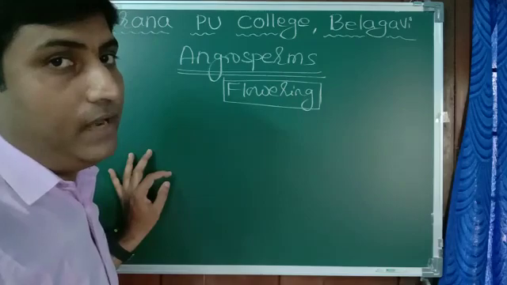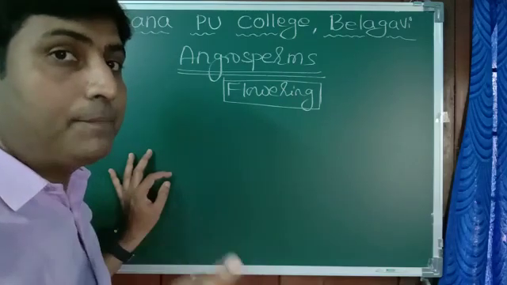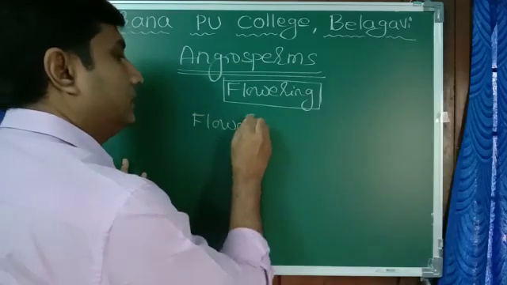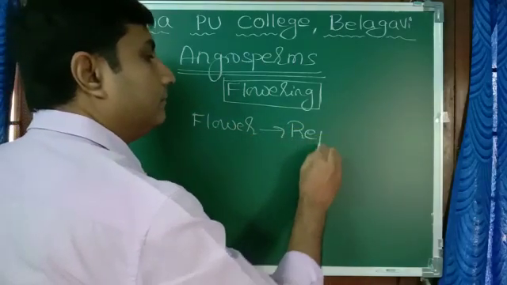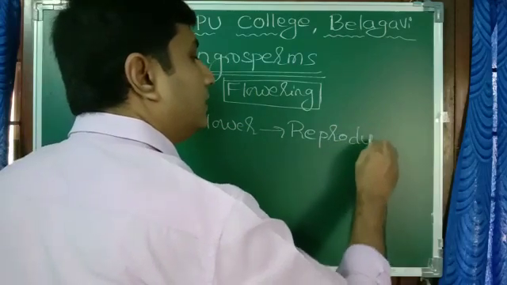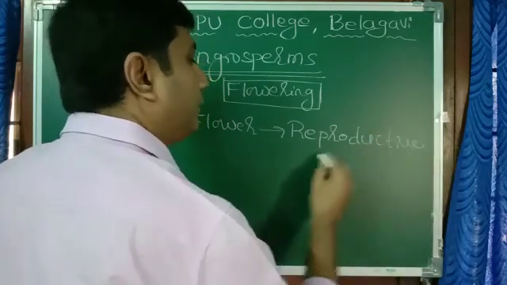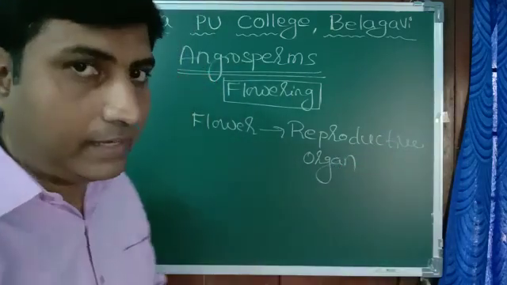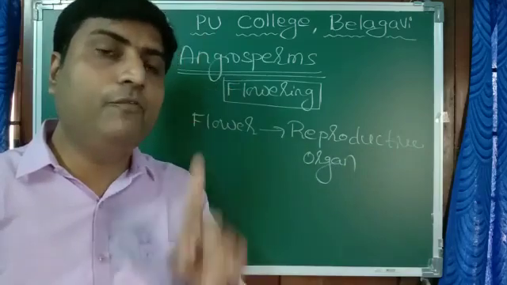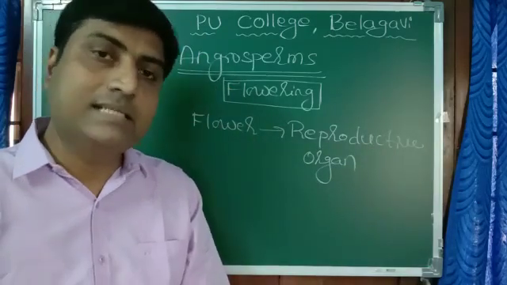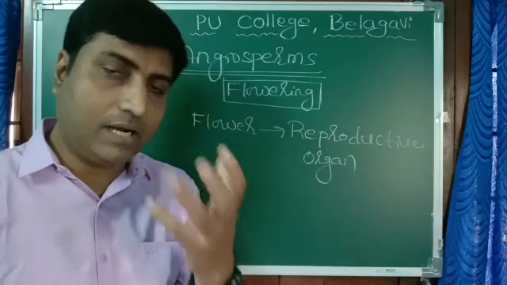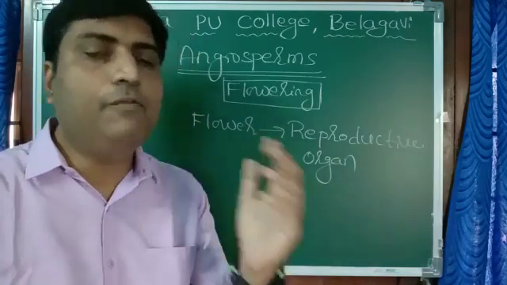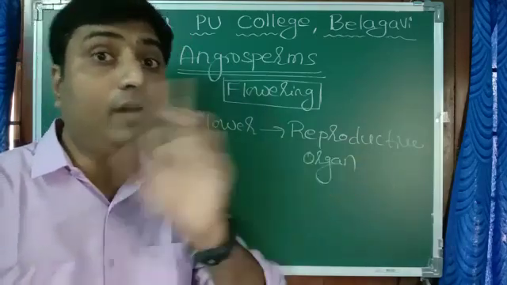And what is the purpose of a flower? Flower is their reproductive structure. Flower is actually the reproductive organ. In a flower, it contains male and female reproductive parts separately. Sometimes a single flower contains both male and female reproductive structures. Sometimes male and female reproductive structures are found on different flowers.